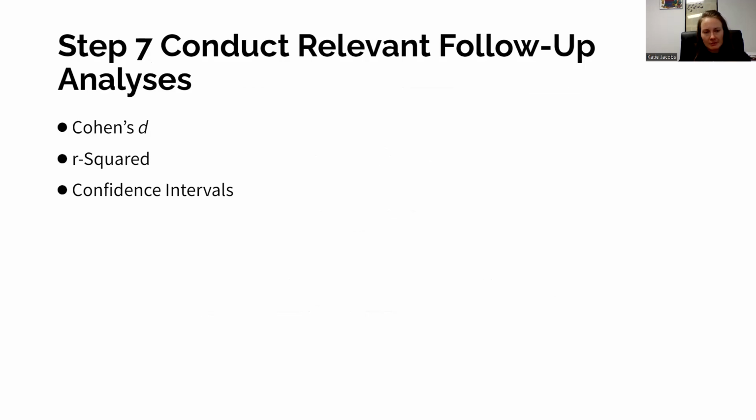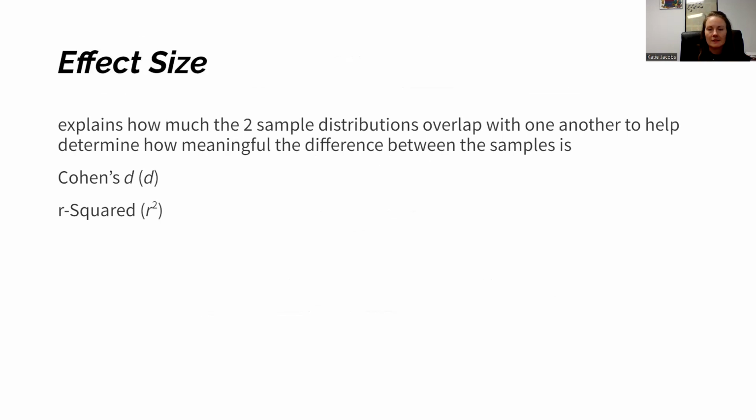For the independent samples t-test, there are a few different follow-up analyses that we could do. We have Cohen's d and R-squared, which are types of effect size. And we can also calculate confidence intervals as well. So effect size. Effect sizes explain how much two sample distributions overlap with one another to help determine how meaningful the difference between our samples is.